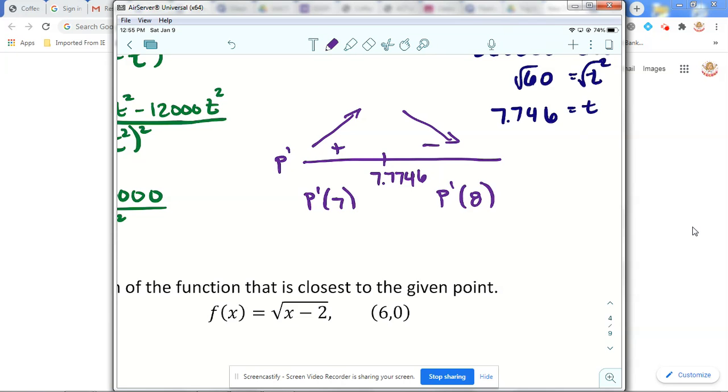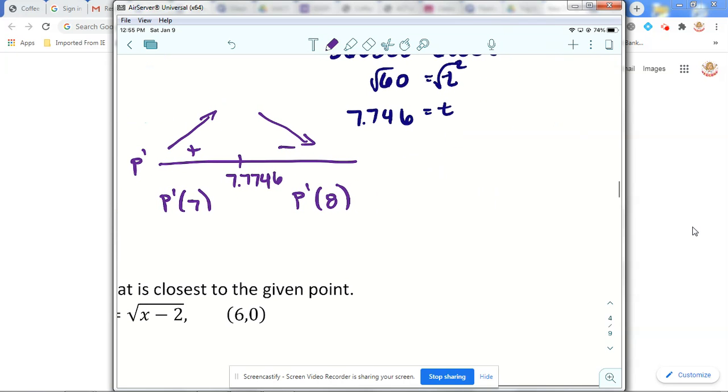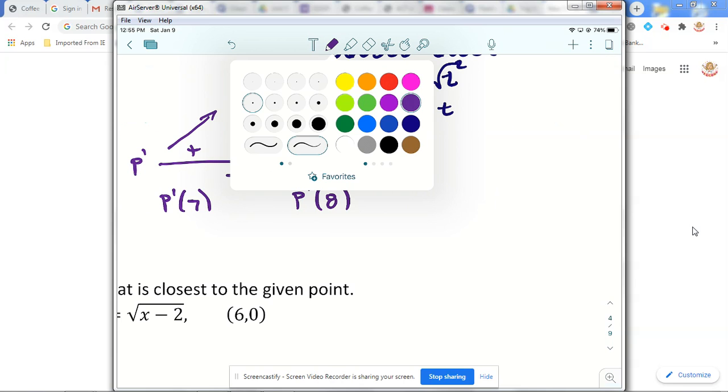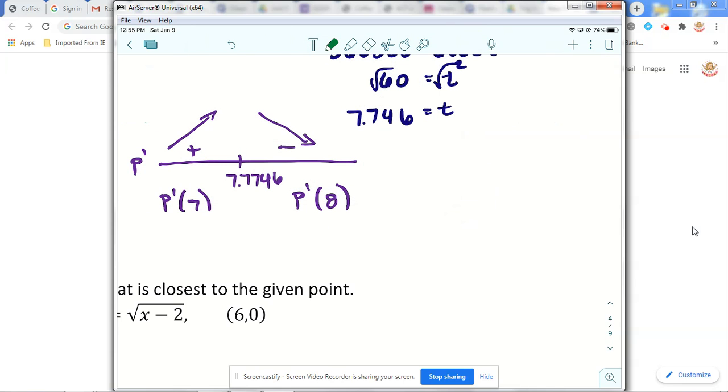And so to answer this question, it says on what day, right? Determine the day. So the day would actually be the 7th day. The max occurs, or during the 7th day, on it or during it.